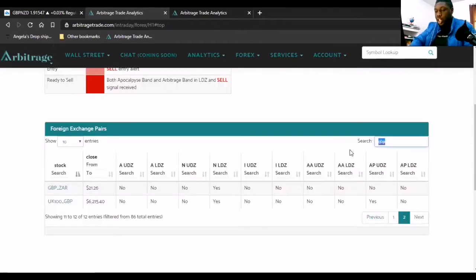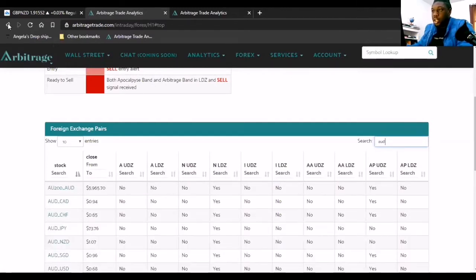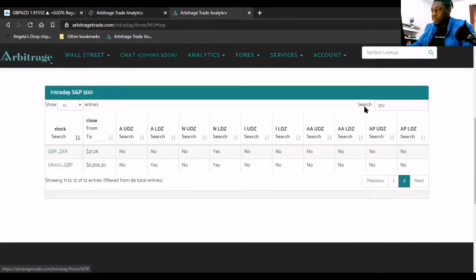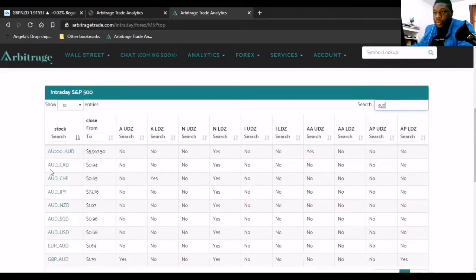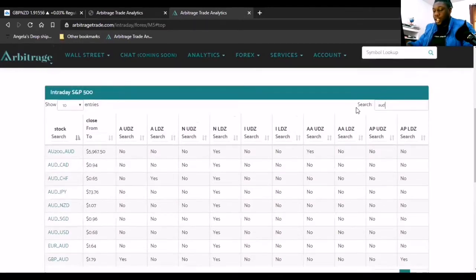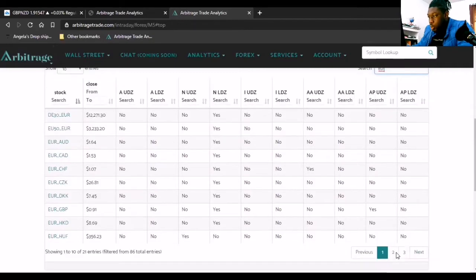Let's switch on to AUD pairs. Oops, I did not mean to do that. AUD. Okay. So starting off on the 5 minute chart. Yes, on GPAUD, already have that. So don't really need to keep going with AUD. Let's look at Euro. Yes, on Euro GBP, we already have that.